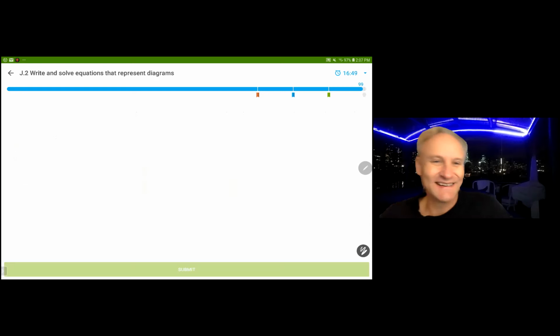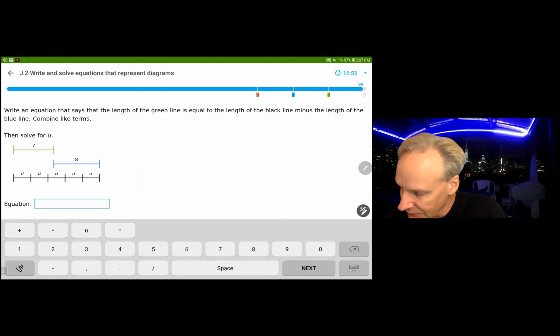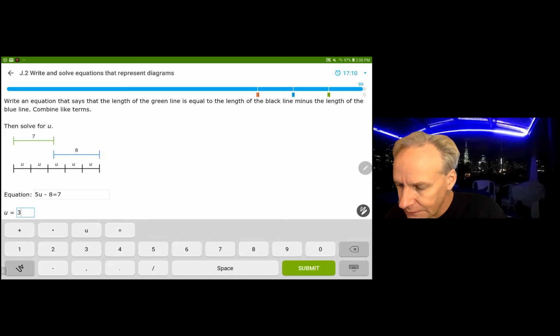And oh, got a last one. Now we got a last one. Oh, they wanted to make it tough. So 5u minus 8 equals 7. And of course, that's going to be 3 for u. 3. And it looks like we're done.